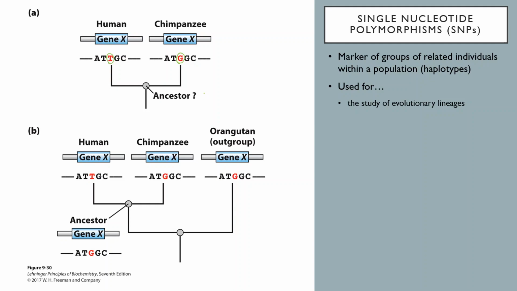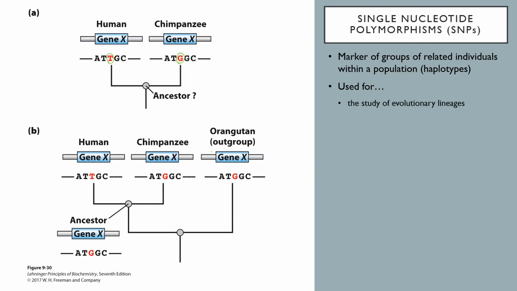Is that sequence the same as the ancestor? Or does the chimpanzee have the ancestral sequence, or does the human have the ancestral sequence? Or maybe neither one did. Maybe they both diverged from the ancestor. To determine that, you can compare the DNA sequence in that gene to another species that you know is still close to this group, but not related to the ancestor between your two target groups that you're trying to study. So in this case, for humans and chimps, you might compare them to an orangutan.